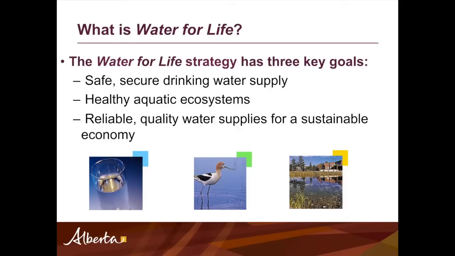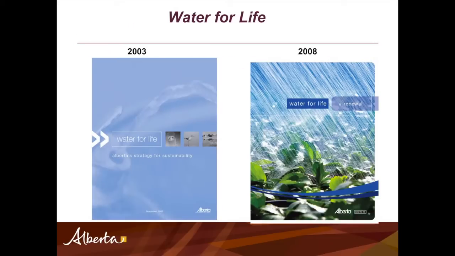And many of you will be familiar with the 3 goals of Water for Life. That is a safe, secure drinking water supply, healthy aquatic ecosystems, and a reliable quality water supply for a sustainable economy. And I think we've garnered a lot of support for Water for Life just because these are such simple objectives, yet I think they resonate with pretty well everyone. Now, Water for Life was published in 2003 originally, and it was renewed in 2008 with the same objectives.